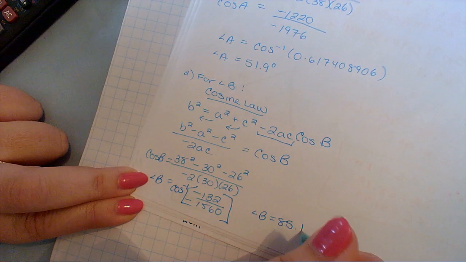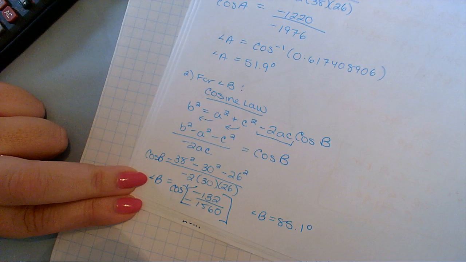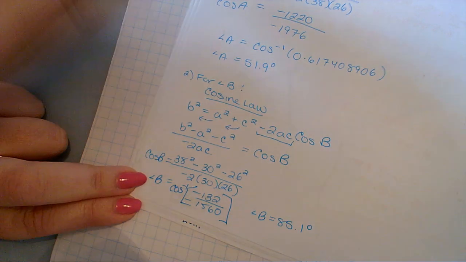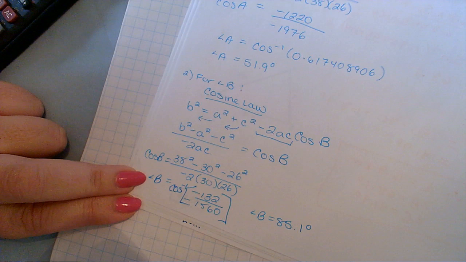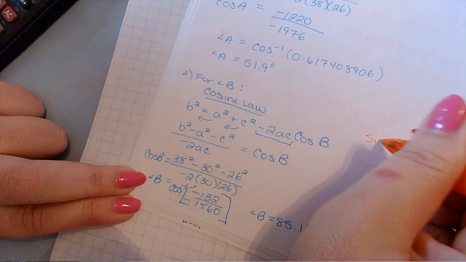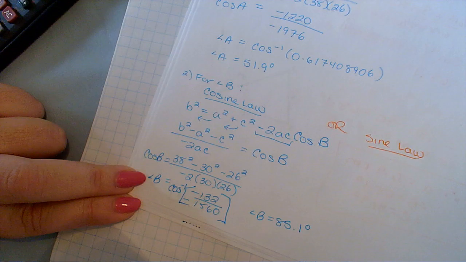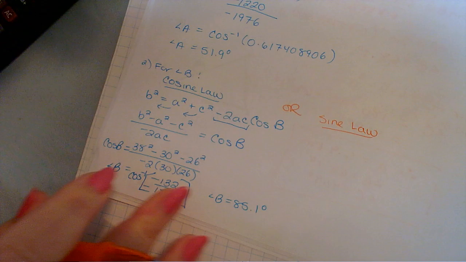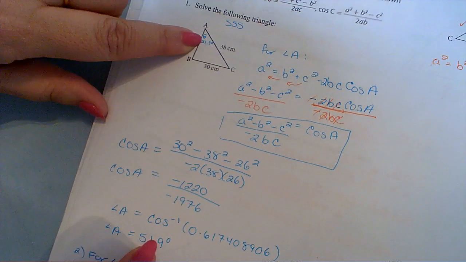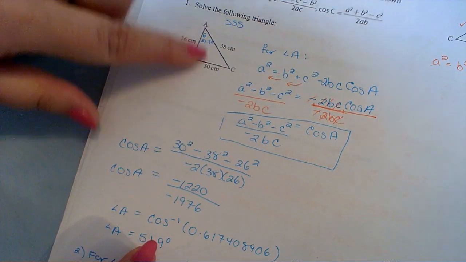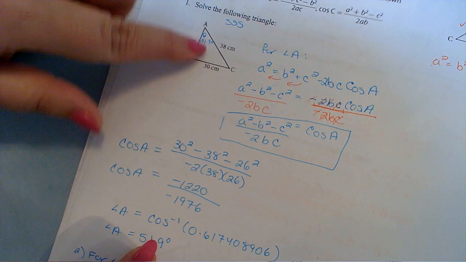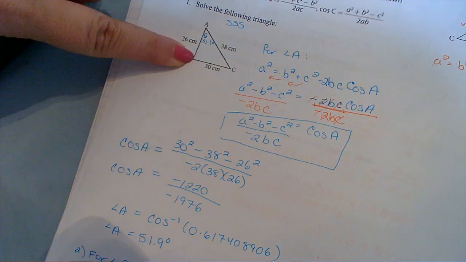There we go, 85.1 degrees. Now, that's if you decided to do cosine law. Some people are going to say, no, I'm going to choose sine law. So what happened was, because we found angle A at 51.9, that gave us a complete angle side ratio. So we could solve for angle B now using sine law as our second step.